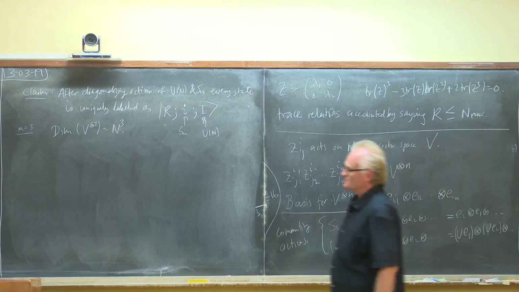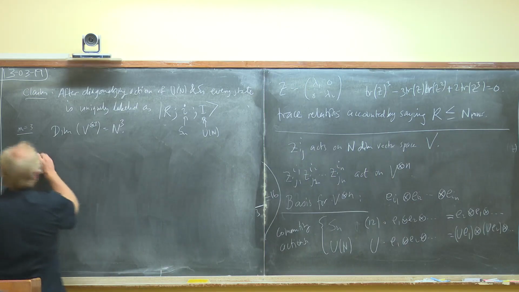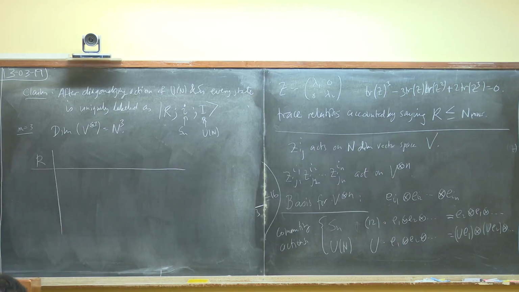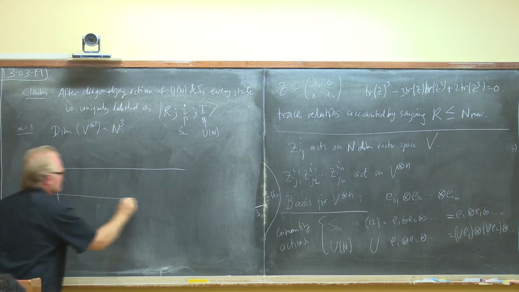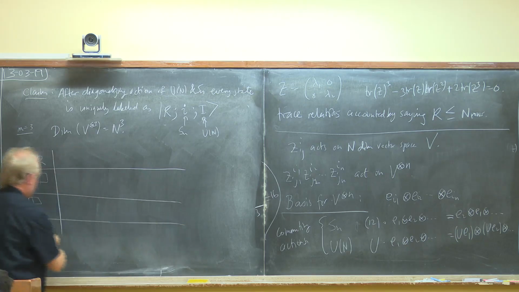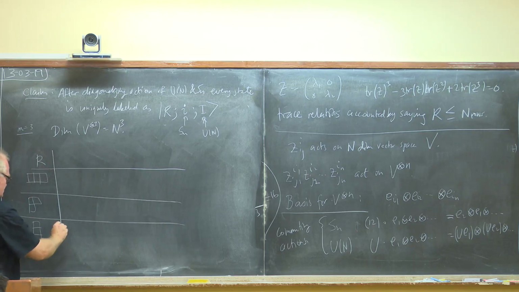So let's look at n as 3. This has got a dimension of n cubed. And let's write down the Young diagram. So what possible Young diagrams are there? That's one. That's one. And that's one.